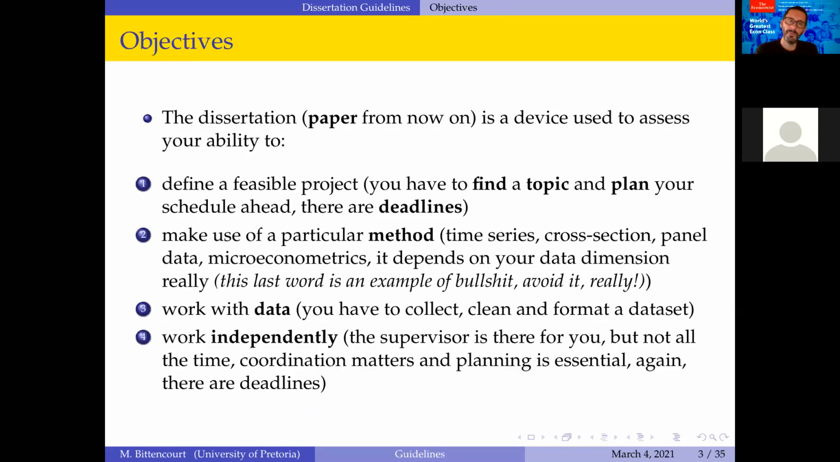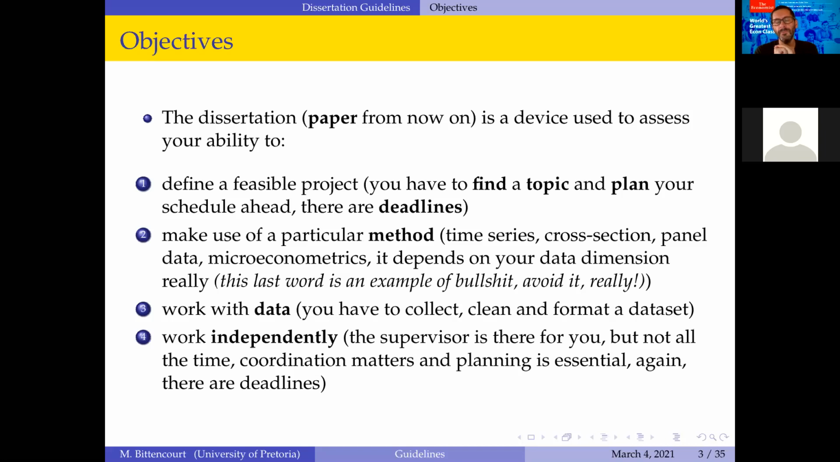What are the objectives of this course? Well, you have to write a dissertation or a long paper, long essay, but we are going to call that paper, the technical word, from now on. And this paper is a device used to assess your ability to do a number of things, right?